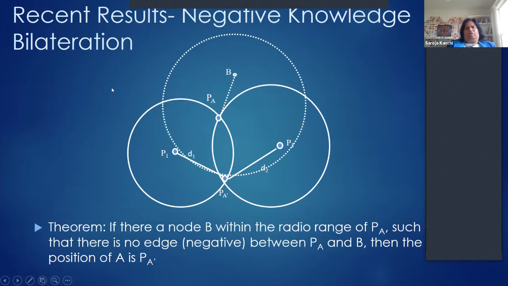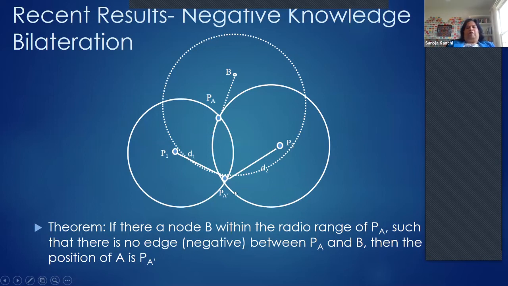And the goal was to get away from bilateration graphs and work on regular graphs, first of all, regular meaning random graphs. So in a random graph, if I use trilateration, and of course trilateration is going to stop at some point, can I then proceed with bilateration and negative knowledge bilateration? So the way the negative knowledge bilateration works is, I know the distance of A to 2 localized nodes P1 and P2, but I don't have a third node in order to trilaterate.